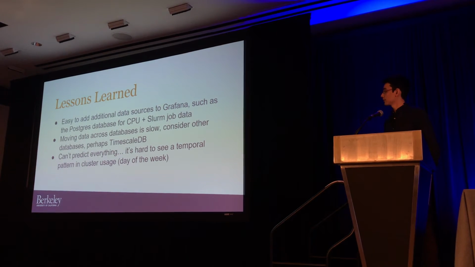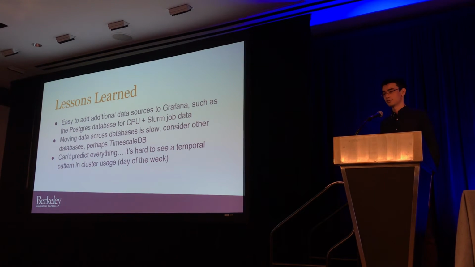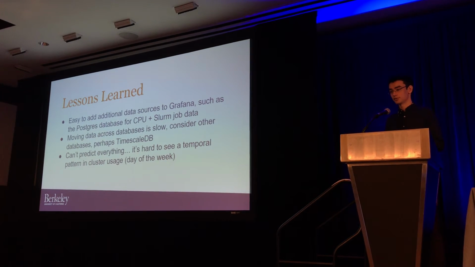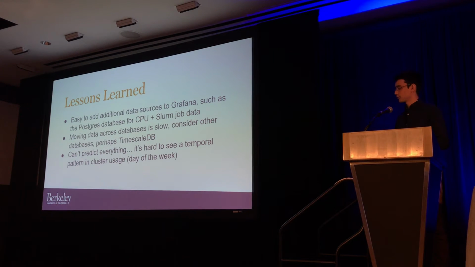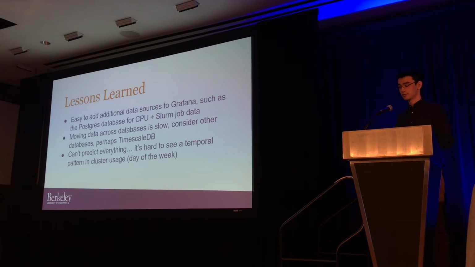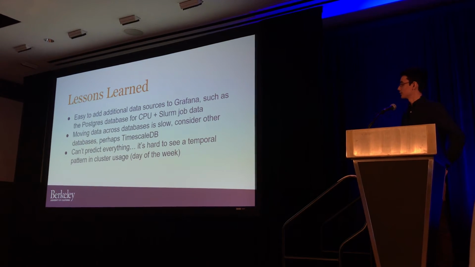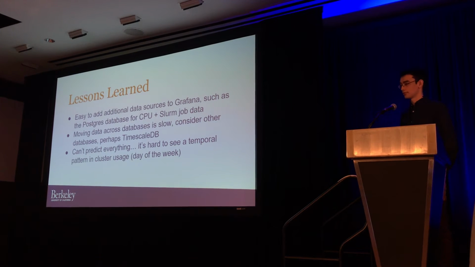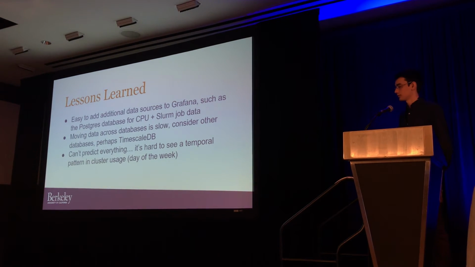Some good things we learned was that it's really easy to add additional data sources to Grafana. Going into this, we didn't originally plan on using Postgres. We didn't think we needed it, but we realized that we have CPU data, we have Slurm data. Why don't we put those together in a nice way for users? So it's turned out to be really simple to add additional data sources to Grafana, and if anything comes up in the future, it shouldn't be a problem to add anything else.